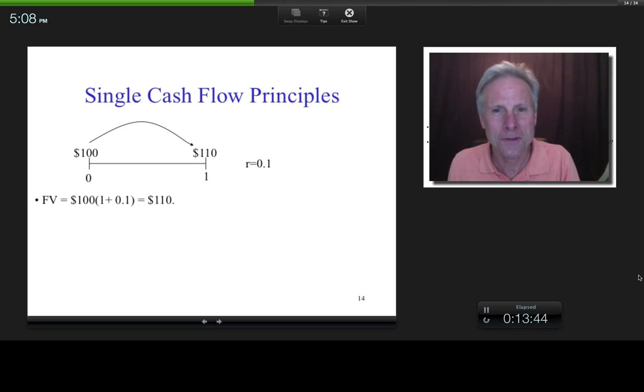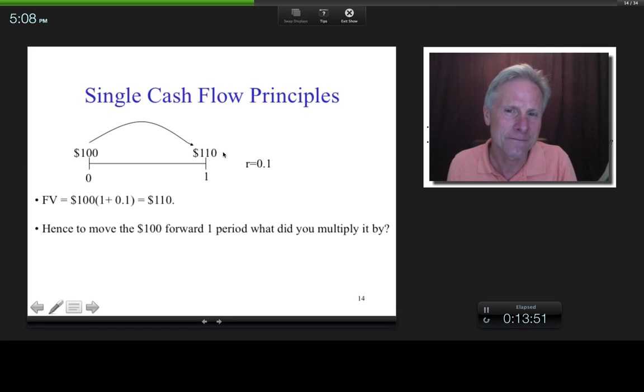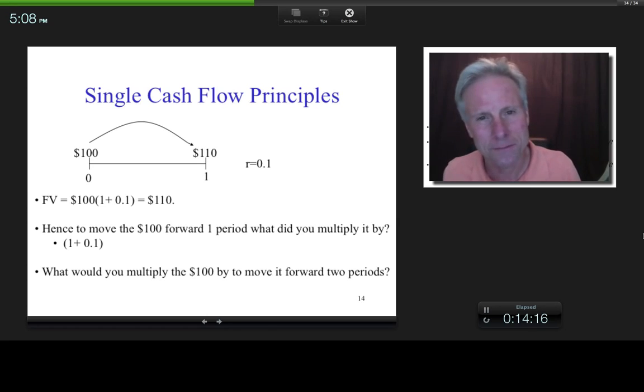So when I move this $100 forward one period, then what did I multiply it by? Well, in the end, I multiplied it by 1.1, right? Because 100 times the 1 is what we began with, plus 100 times the 0.1, that's the $10 of interest, that gave us the 110. So basically, to move the $100 forward one period, I multiplied it by what? 1.1. Well, what if I wanted to move it forward another period?